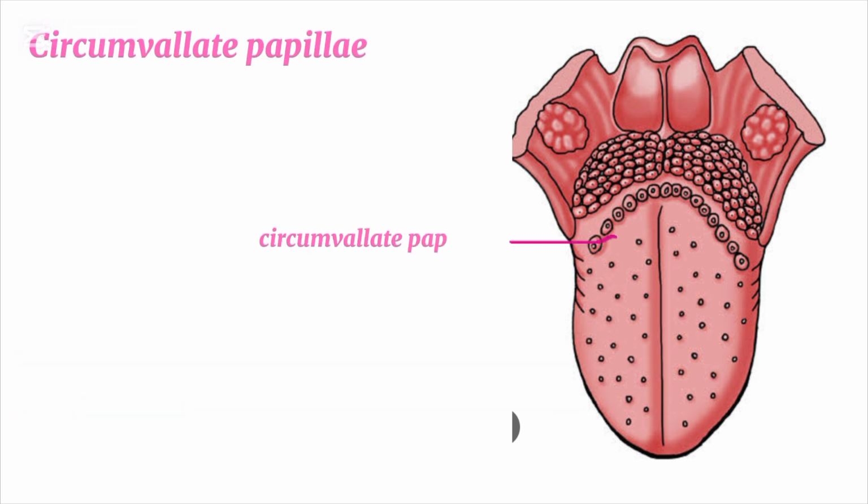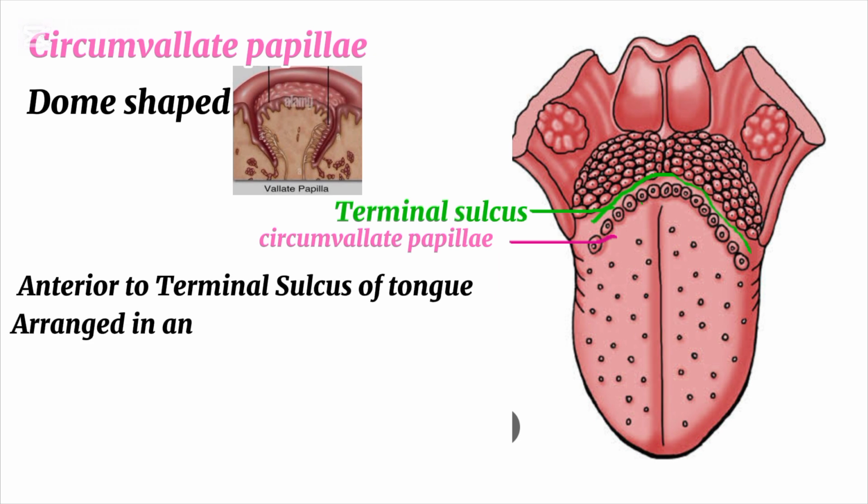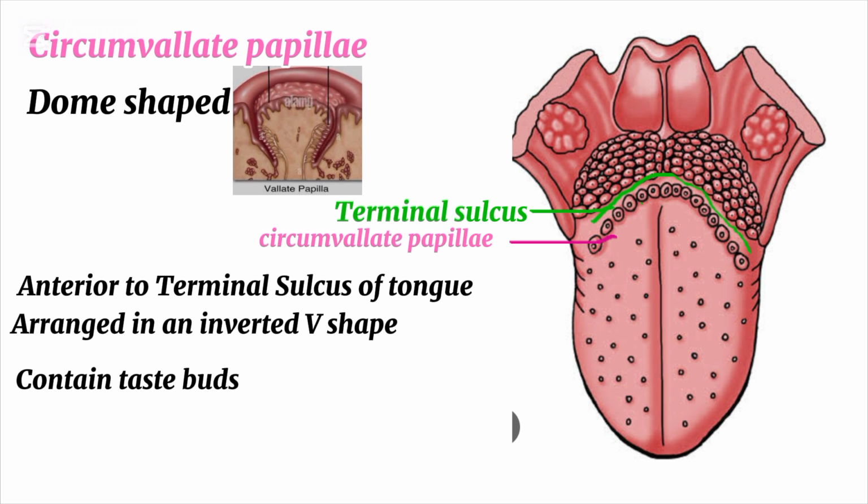Circumvallate papillae are dome-shaped papillae present just anterior to the terminal sulcus of the tongue, arranged in an inverted V shape. They contain many taste buds responsible for taste perception.